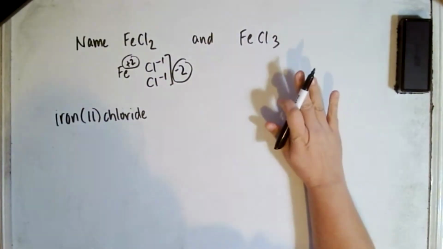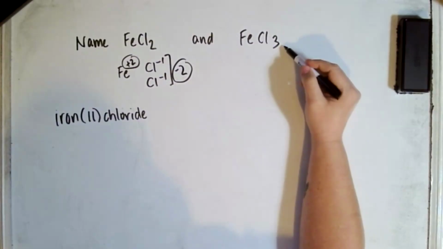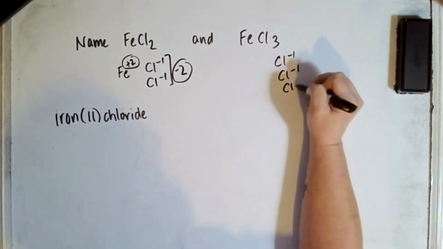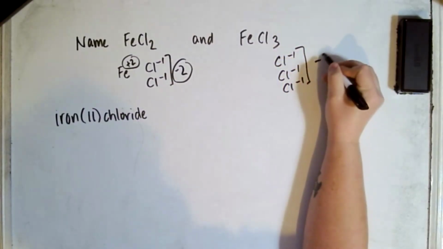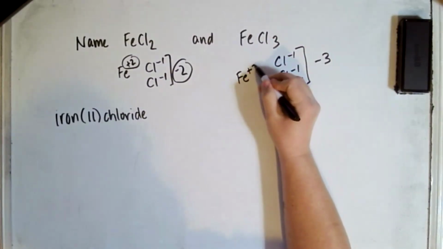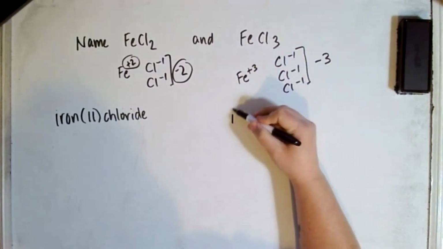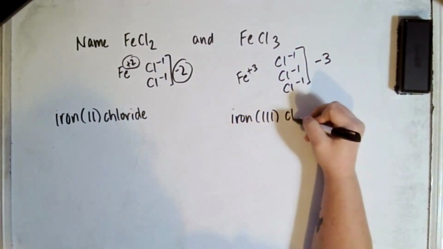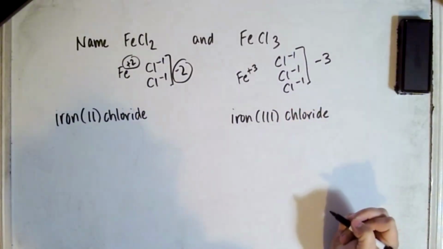Okay. For my second compound, this one has 3 chloride ions in it. And so again, I can sketch this out. Each chloride is going to have a -1 charge. That's a total of -3. That means that my iron is going to have a +3 charge. Okay, so when I write out the name for this, it's going to be iron 3 chloride.